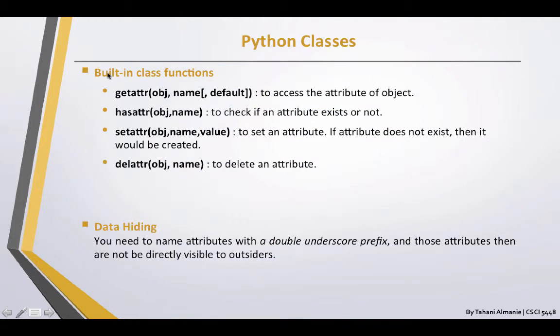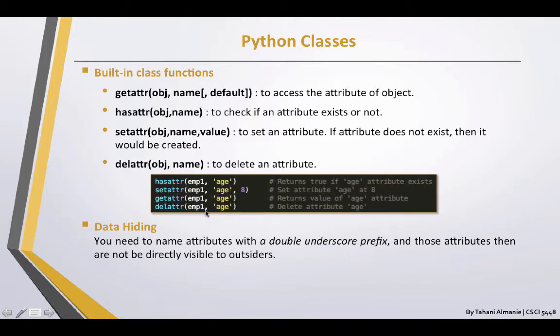Python has some useful built-in class functions like getattr to access this attribute of this object, hasattr to check if this attribute exists or not in this object, setattr to set an attribute in this object with this value. If this attribute doesn't exist in the object, then it will be created. And delattr to delete this attribute from this object. And here's an example that shows how these functions are used.